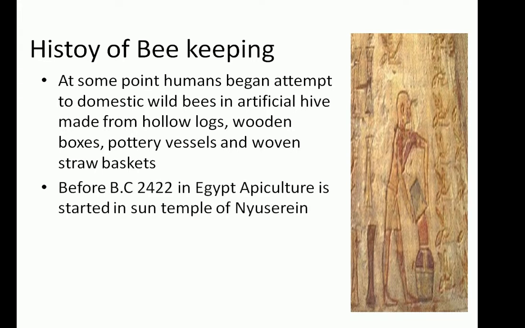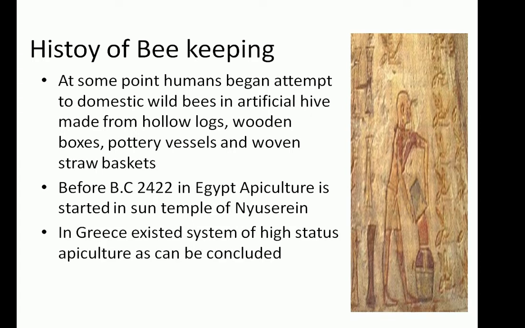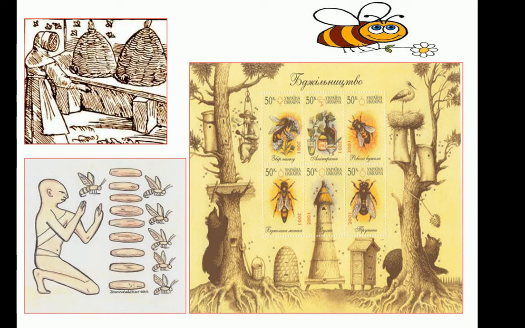Then this beekeeping was initiated back in 2422, Egyptian agriculture, in the Sun Temple of Nyuserre. It shows that the high status of agriculture can be concluded. You can observe that this is a bamboo stick, a small observation. Then some countries designed postcards or stamps of the honey.